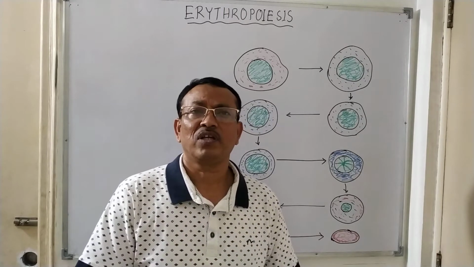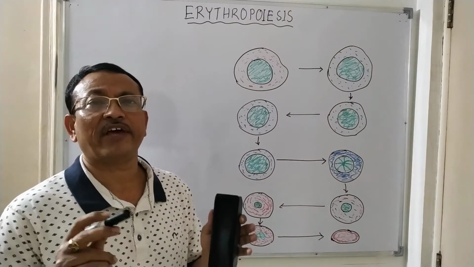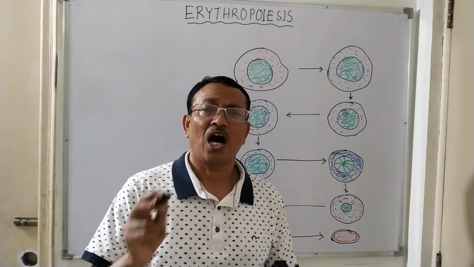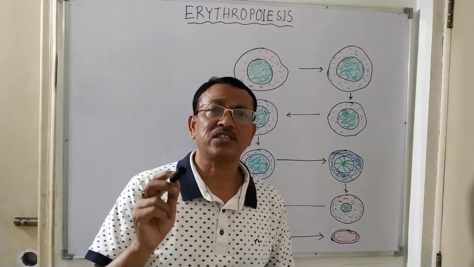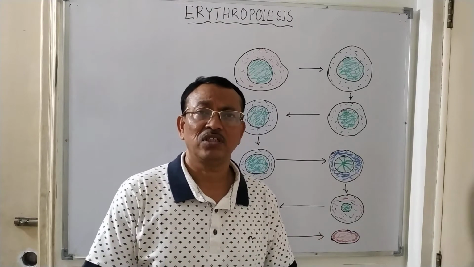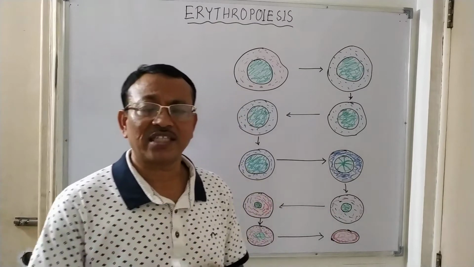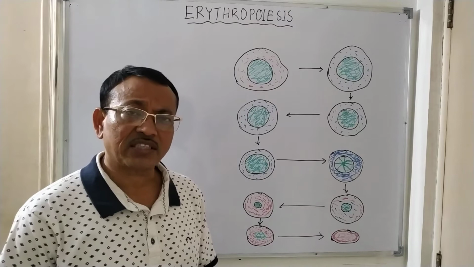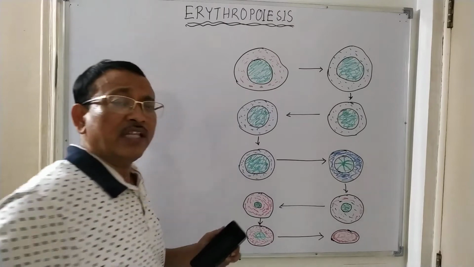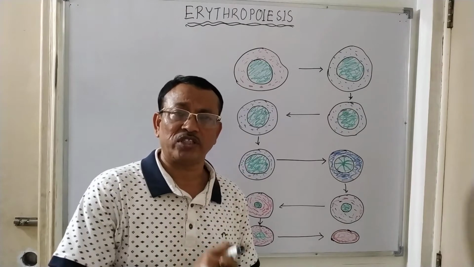So in this video, I'll talk about erythropoiesis. That means how from the hemocytoblast, from the pluripotential stem cells, the mature RBC is getting formed. This process of RBC formation from the mother cell, the hemocytoblast, is known as erythropoiesis. So in this video, I will talk about the mechanism of RBC formation or erythropoiesis.